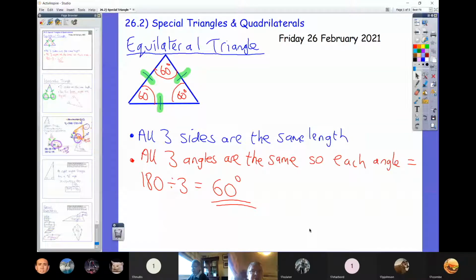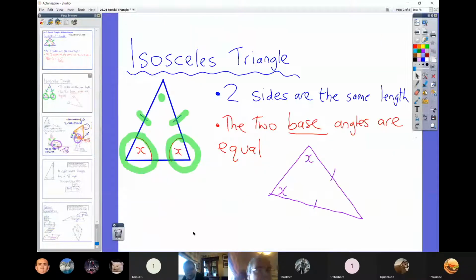Secondly is the isosceles triangle. This is where two lengths are the same, and those two lengths will have the dash on them, and then it's the two base angles, so 2 out of 3 of the angles are the same. The way to work out which two angles it is, just extend the two lines that have got the dash on them and see where they join.